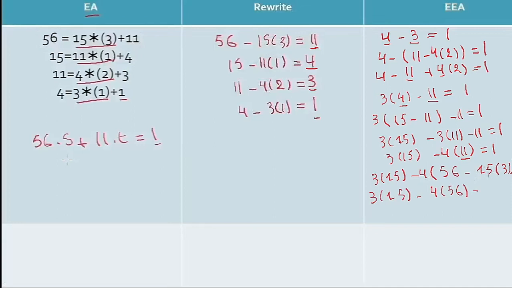Now we don't multiply 4 by 15 because we need it. We multiply 4 by 3 instead because we already substituted 3. So that would make plus 12 15s is equal to 1. Now we have 3 15s and 12 15s. That makes 15 times 15 minus 4 times 56 is equal to 1. And there you go. We have S is equal to minus 4 and T is equal to 15.